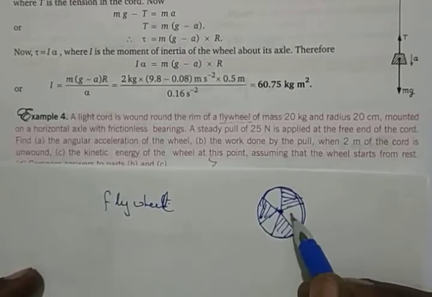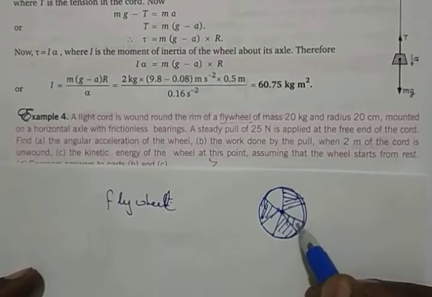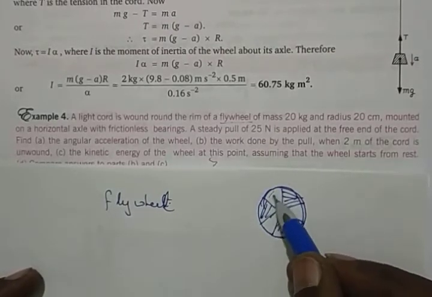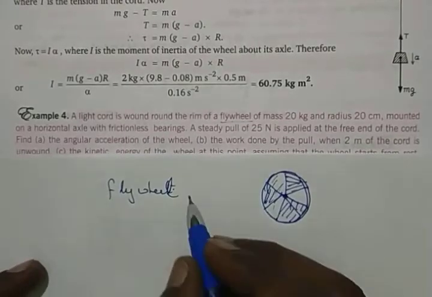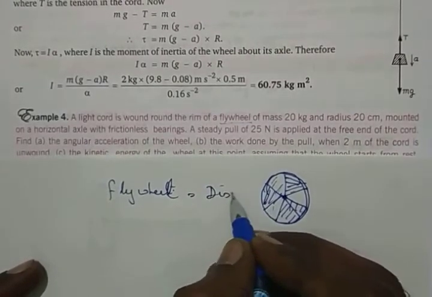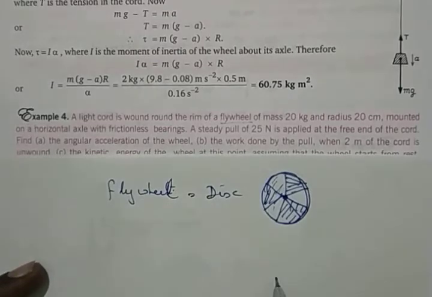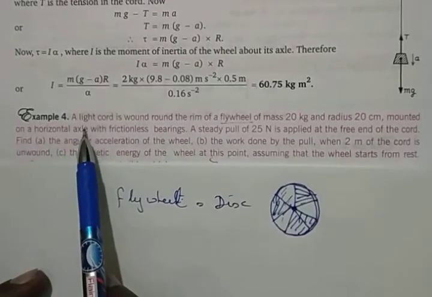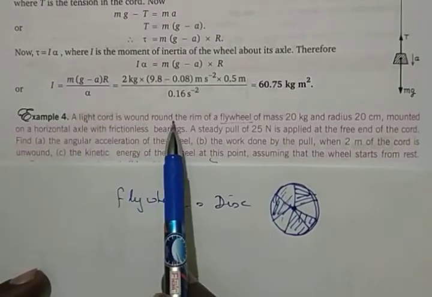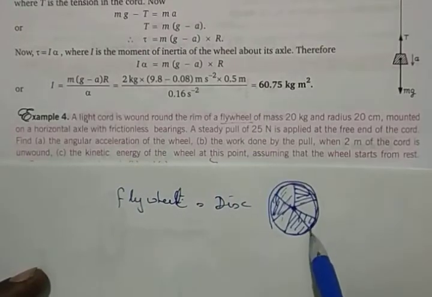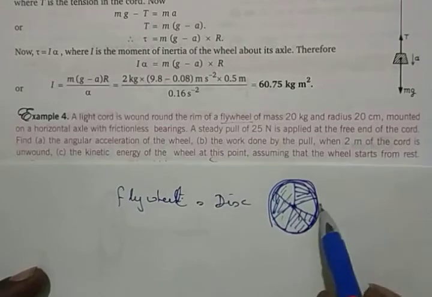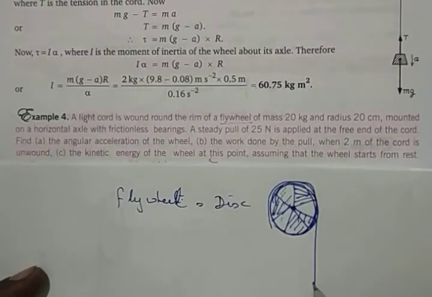Sometimes it will be thick also, and sometimes the entire thing will be covered. So it will be kind of a disc, you can say. Flywheel is nothing but a disc. Please remember. Now write down: a light cord is wound round the rim of a flywheel. So there is so much cord being wound around this rim of this flywheel. That means it can come down also.